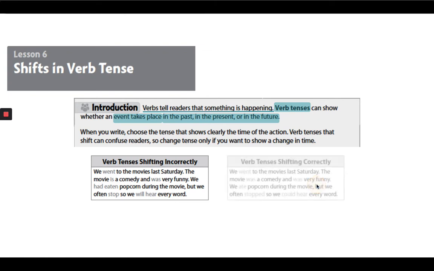Let's listen to it correctly. We went to the movies last Saturday. The movie was a comedy and was very funny. We ate popcorn during the movie, but we often stopped so we could hear every word. Do you hear how that flows and it sounds better because all the verb tenses are in the same time frame, all right? Which was past tense.